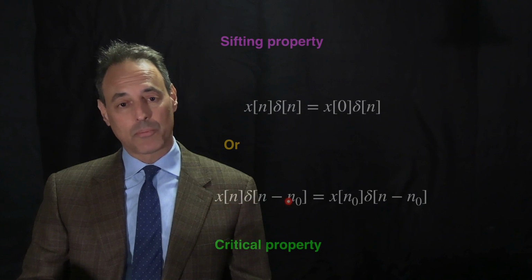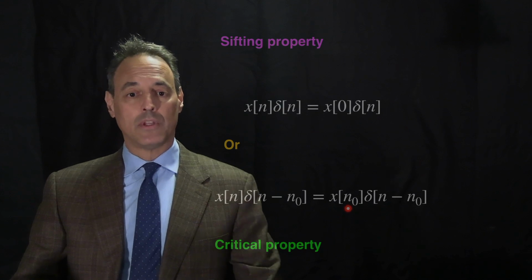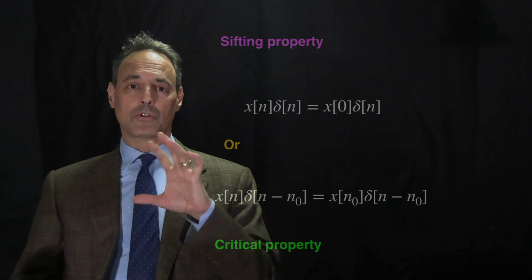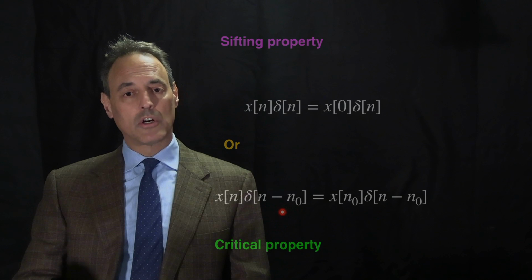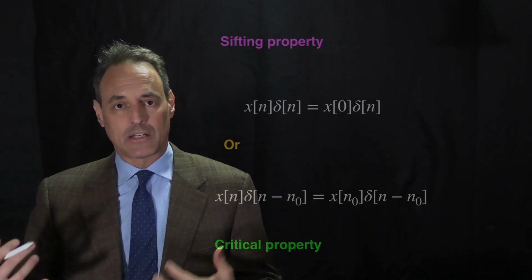Otherwise, it's always a multiplication by 0. So that's going to give you here x of n naught. So what the delta function allows you to do is, if you prescribe where you want the value of the function sifted, which you can do right through this argument, it will simply pull that out for you, and that's what you can actually access.